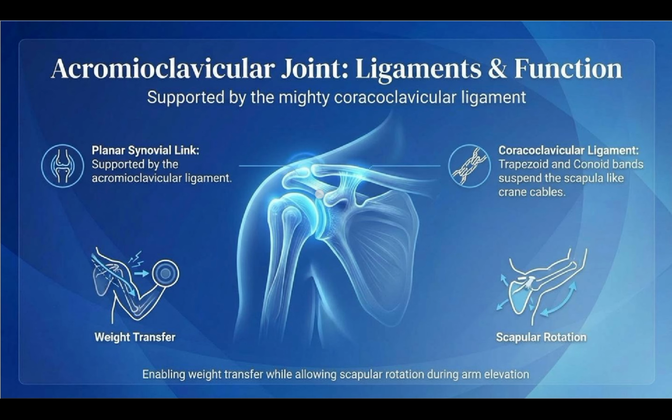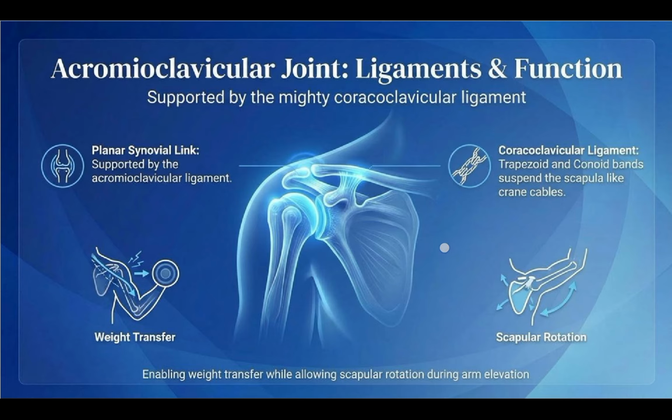So the medial edge has what we call a facet, which provides an area for attachment of the clavicle. The lateral end of the clavicle also has a facet, which also helps in articulation. So the acromioclavicular joint is the joint that exists between the medial edge of the acromion and the lateral, or acromial, end of the clavicle. So we have ligaments that support this: the acromioclavicular ligaments and the coracoclavicular ligaments.